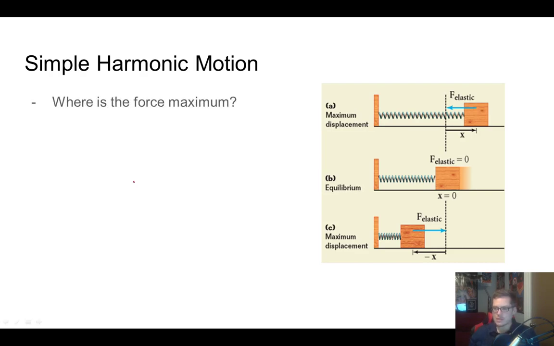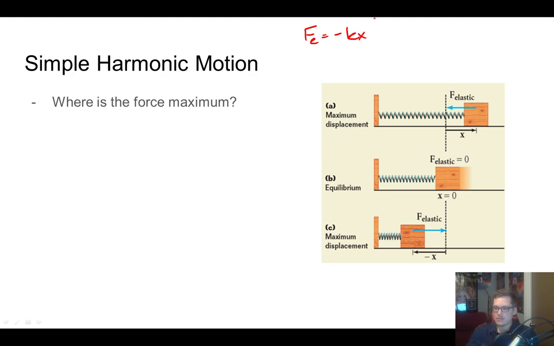So we've got the same setup. We've got equilibrium position where our x equals 0, and then we've got some positive x and some negative x this way, and the force. So they tell us all these things. It says, where's the force maximum? Well, we've got a couple formulas that we need to keep track of. So we've got Hooke's law, which equals negative kx.